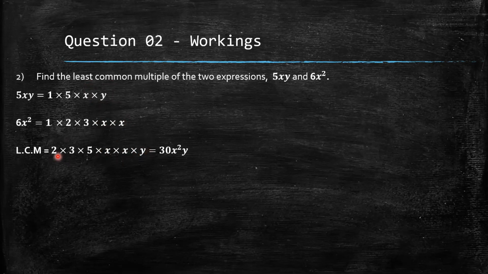Now you have represented the LCM as a multiplication of all the factors. Once you multiply, you will get the least common multiple, which is 1 into 2 into 3 into 5 into x into y, which is equal to 30x squared y. That is the least common multiple of the given two terms.